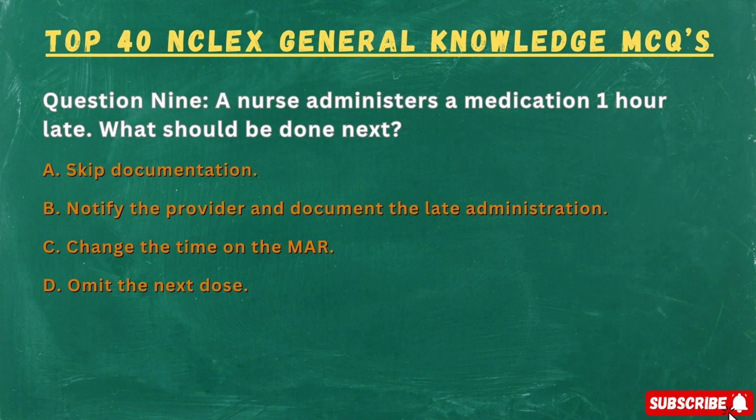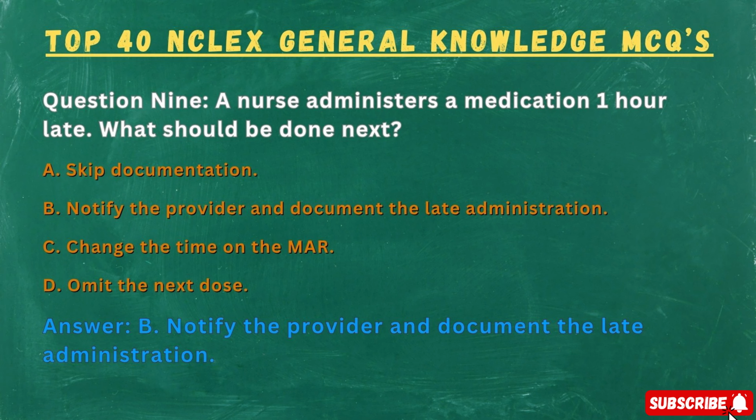Question 9. A nurse administers a medication 1 hour late. What should be done next? A. Skip documentation. B. Notify the provider and document the late administration. C. Change the time on the MAR. D. Omit the next dose. Answer. B. Notify the provider and document the late administration.